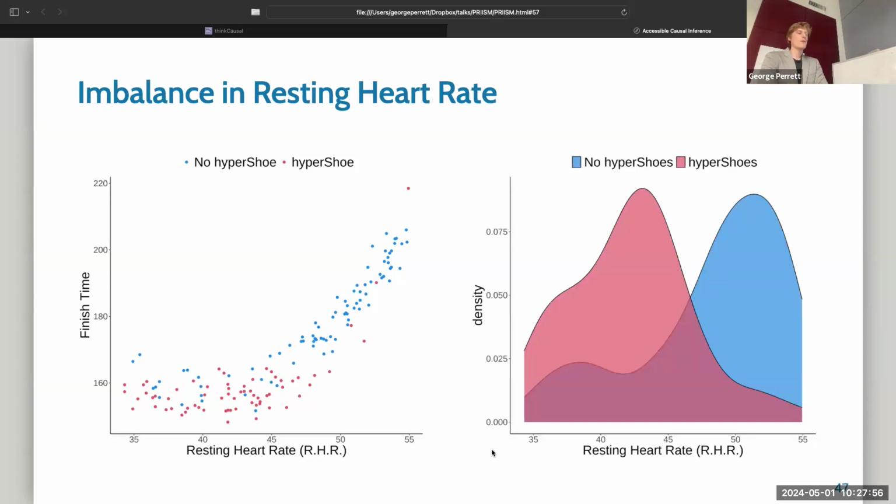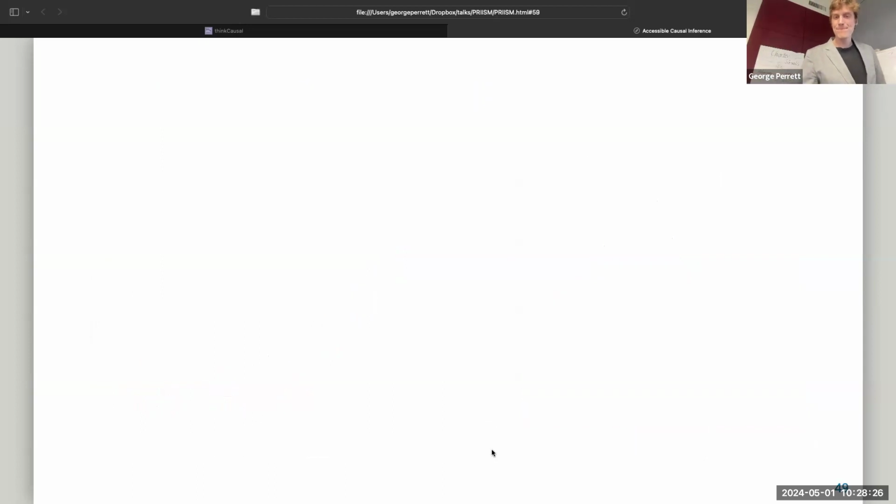Now, remember, randomized studies have this really nice balance property where those distributions looked similar. And I said if we took it to expectation, they become identical. No longer true for observational studies. Observational studies are not balanced in expectation, and these distributions look noticeably different. And if we look at the means of these distributions, we can see the means are pretty far apart. Runners that wore hypershoes, lower resting heart rate. Runners that didn't wear hypershoes, higher resting heart rate.